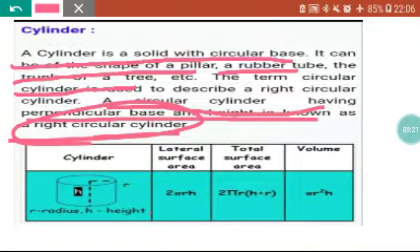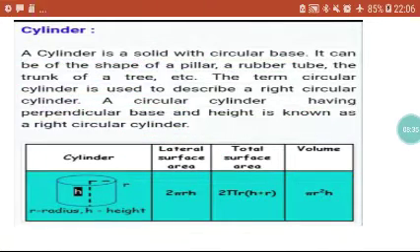So its lateral surface area is 2 pi r h. Lateral means which does not include the base. Then its total surface area is 2 pi r times h plus r, and its volume is pi r square h. So these all things are there. We have to learn all this in the very first class. Today we'll discuss these things only.